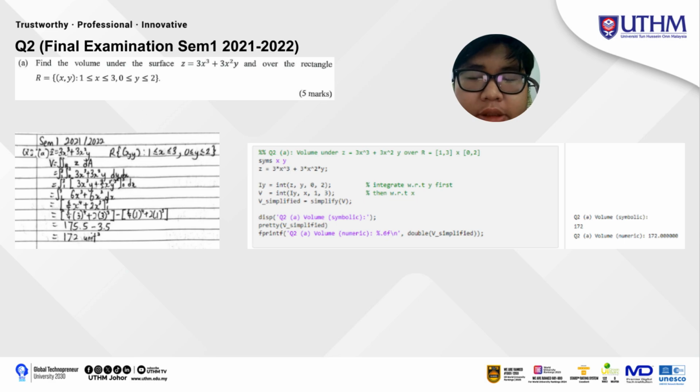For dA, we can either choose dx dy or dy dx. For this question, I choose dy dx to solve the question. And lastly, I get the answer 172 units squared. And the right side will be the verification of the answer, using MATLAB coding. We can see that firstly we declare the range and also the equation. After that, we do the integration of dy, and next dx, and lastly we got the answer, which is 172, the same answer as the manual calculation.